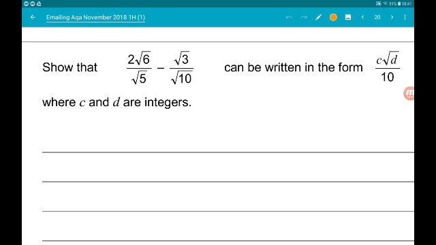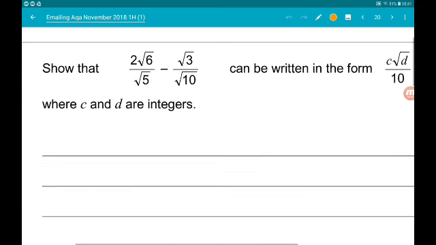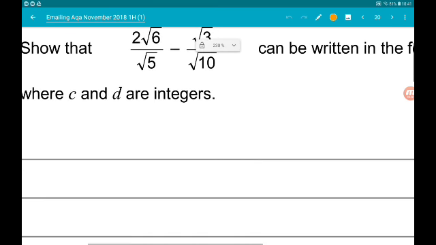Okay, 24, we got surds. So we want to show that 2 root 6 over root 5 minus root 3 over root 10 can be written in the form c root d over 10, where c and d are integers, so whole numbers. Okay, so let's just play with each fraction on its own.